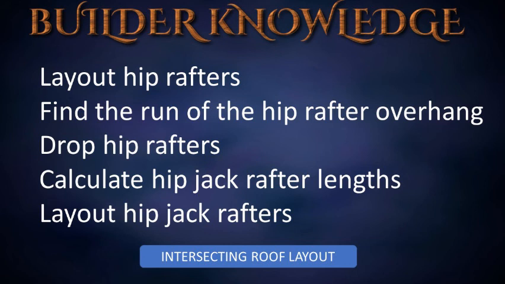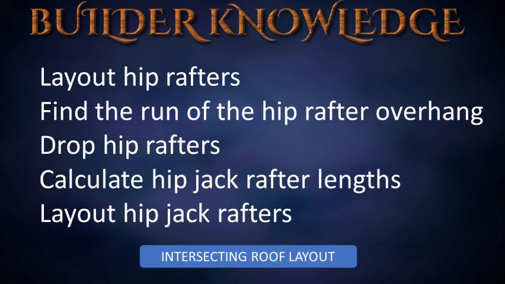Calculate hip jack rafter lengths from the common rafters. To find the length of the shortest hip jack rafter pair, subtract the common length difference, found in line 4 on the square frame rafter table, from the common rafter length. To find the length of the next shortest hip jack rafter pair, subtract the common length difference from the shortest hip jack rafter pair. To find the length of the remaining hip jack rafters, continue to subtract the common length difference from the preceding pair of hip jack rafters.